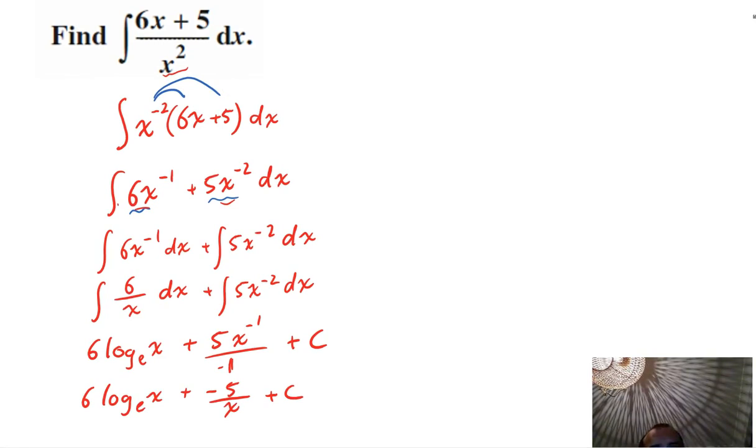I wanted to show you the other way real quick. So rather than moving that x to the negative 2 to the top, I can split the fraction. So I can do as my first line the integral of 6x over x squared plus 5 over x squared with respect to x. If I add those two together, I would just get that. So I've just split the fraction apart.